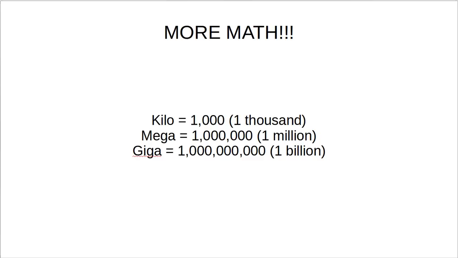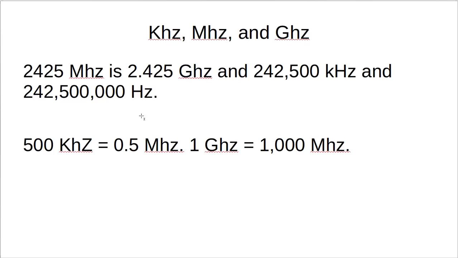Okay, and of course this also means that 1,000 kilohertz is 1 megahertz. There are 1,000 kilohertz in a megahertz. There are 1,000 megahertz in a gigahertz, etc. All right, kilohertz, megahertz, and gigahertz. So then 2425 megahertz is 2.425 gigahertz. These are the same exact frequencies, just represented in different units, megahertz versus gigahertz. And this is also 242,500 kilohertz and 242,500,000 hertz. And you can see if we represent this in thousands, it'll be 242,500 kilohertz. This is also 2,425,000 hertz, which is why we have this up here. You can see how all this would work.